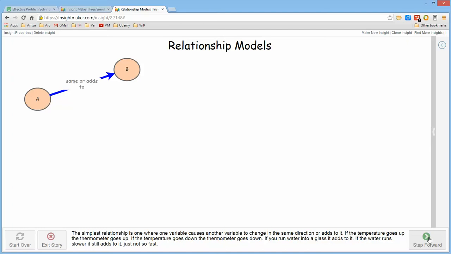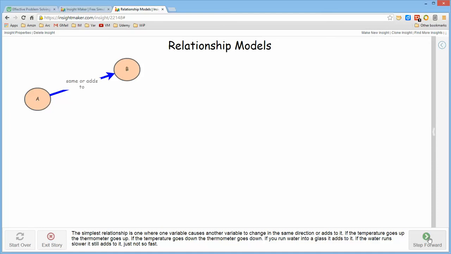And think about the temperature outside in a thermometer. If the temperature goes up, the thermometer goes up, and if the temperature goes down, the thermometer goes down. In a similar way, if you turn a faucet and run water into a glass, you're filling the glass. The faucet adds to the water in the glass, but if you slow down the flow of water, it still adds to the water in the glass, just not so fast. So it's adding to it, but not quite so fast.